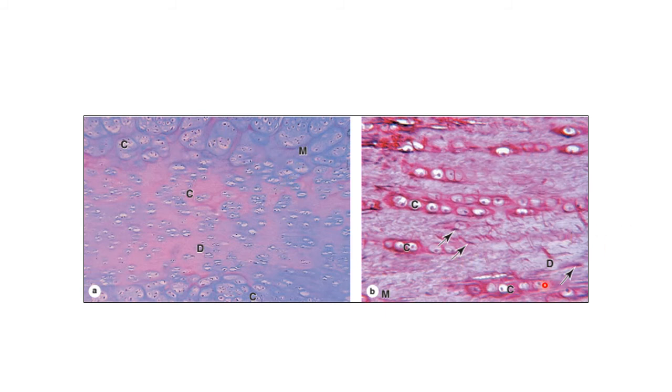On the right side in this image, B, this is a higher magnification of a fibrocartilage section. As we see, C stands for chondrocytes. These are chondrocytes, round structures, and M stands for matrix. These pale red regions are matrix. As we see here, these elongated structures are nuclei of fibroblasts. Here, here, and here.